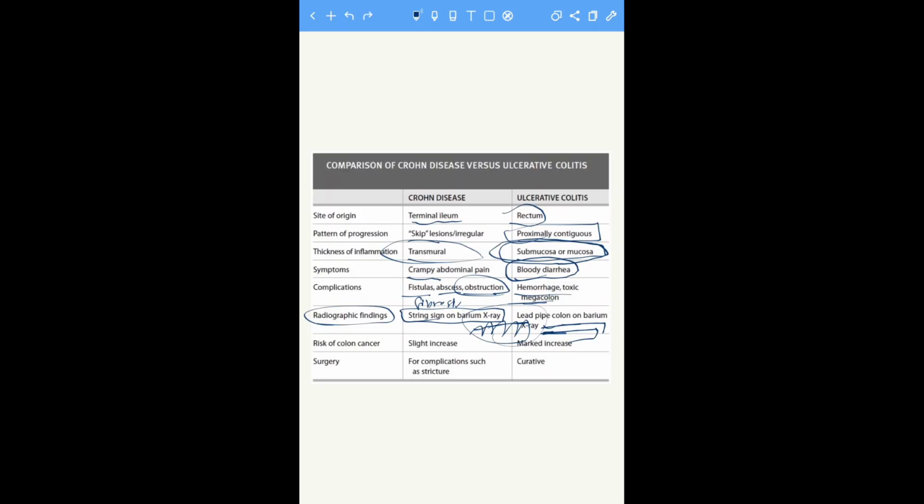The risk of cancer occurs more in ulcerative colitis, while in Crohn's there is decreased risk of cancer compared to ulcerative colitis. Surgery, as we said before, is curative in ulcerative colitis, as it is localized in one area, while surgery in Crohn's disease is only for complications like stricture.